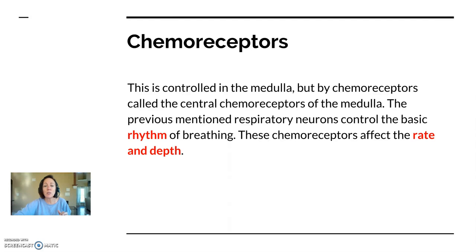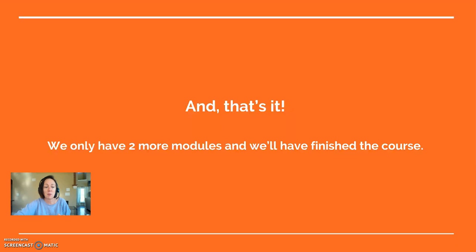All this is controlled in the medulla by chemoreceptors instead of those mechanical receptors. The previously mentioned mechanical neurons were for the basic rhythm of breathing. These chemoreceptors are for the rate and the depth. So just this basic rhythm of in and out is under mechanical control, but chemical control is how fast and how deep your breathing takes place.